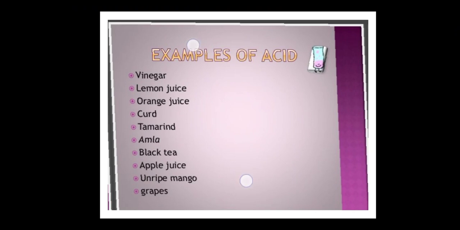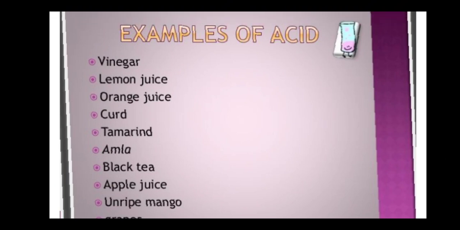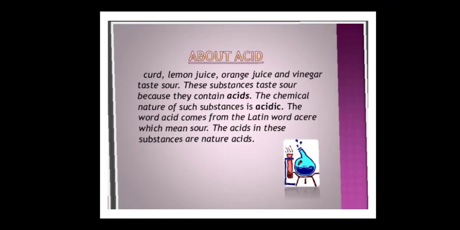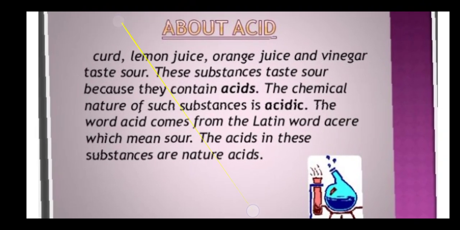What are examples of acids? Where can we find acids? We can find acids in vinegar, lemon juice, orange juice, curd, amla, black tea, apple juice, unripe mangoes, etc. So where do we find acid? In curd, that means dahi, lemon juice, orange juice, vinegar.